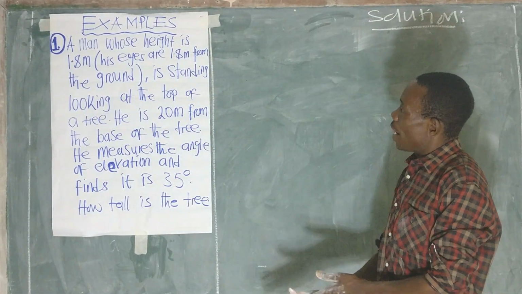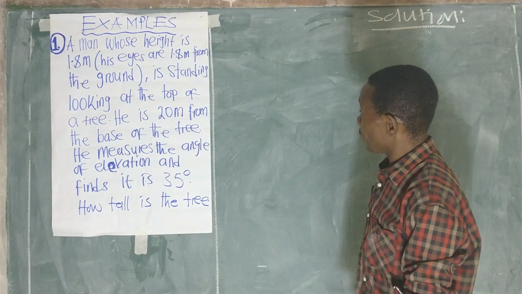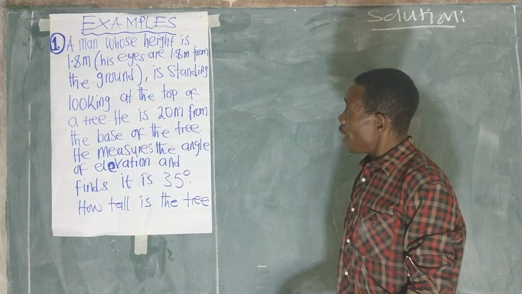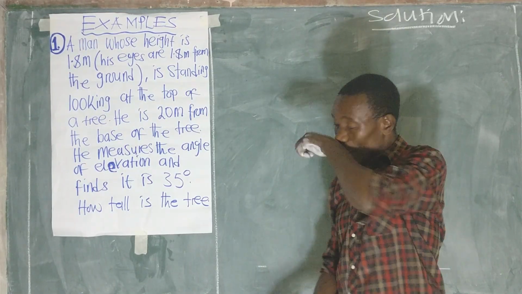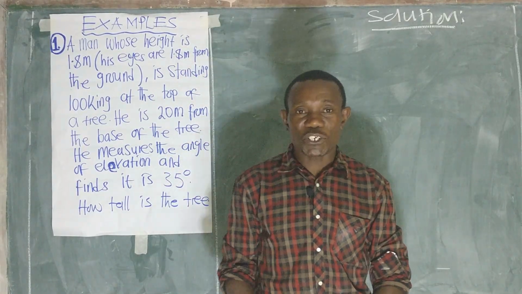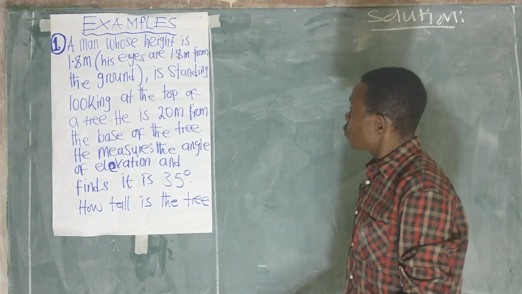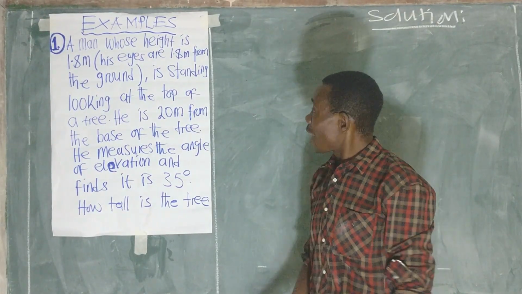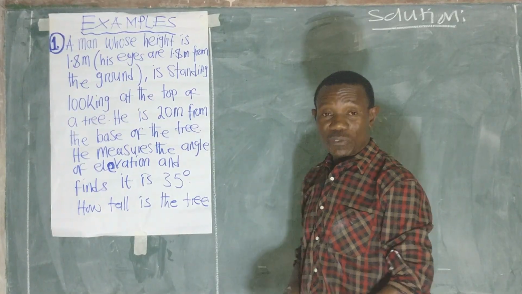So we are told that we have a man whose height is 1.8 meters. The man is just 1.8 meters tall. Whenever we talk about the height of a man, we are referring to the distance between the toe, or say the foot, up to the eyes. The target is not the forehead, but the eyes. That's the target, from the ground level to the eyes.